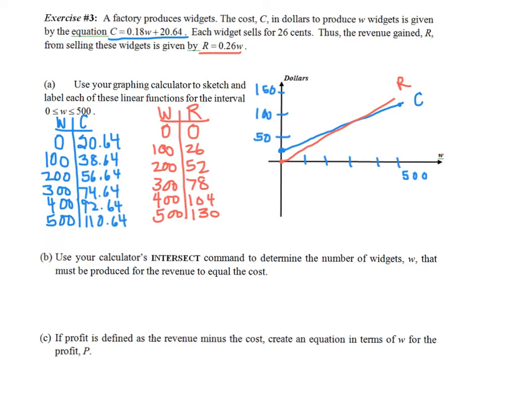Check your table of values with mine for the revenue. You'll see that I've also plotted this function and that this function goes through the origin because when I've made 0 widgets, I have 0 revenue.